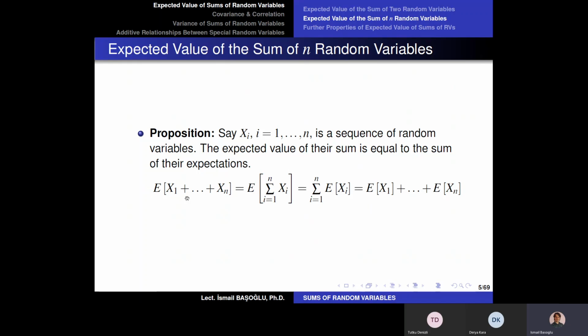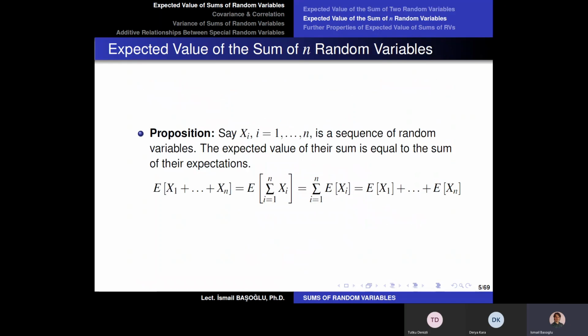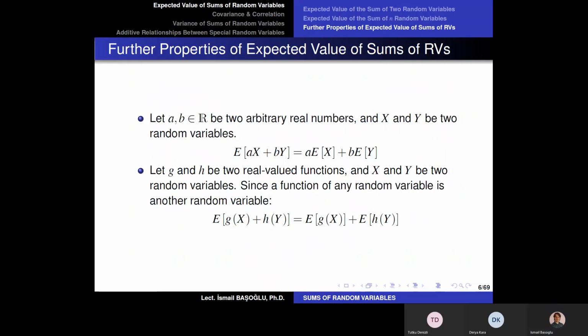Now, the expected value of the sum of these random variables will be equal to the sum of individual expectations again. So the formula that we have written here can also be generalized for more than two random variables. So this proposition is basically stating this. And in fact, we can repeat the knowledge of us in the earlier theoretical lectures.